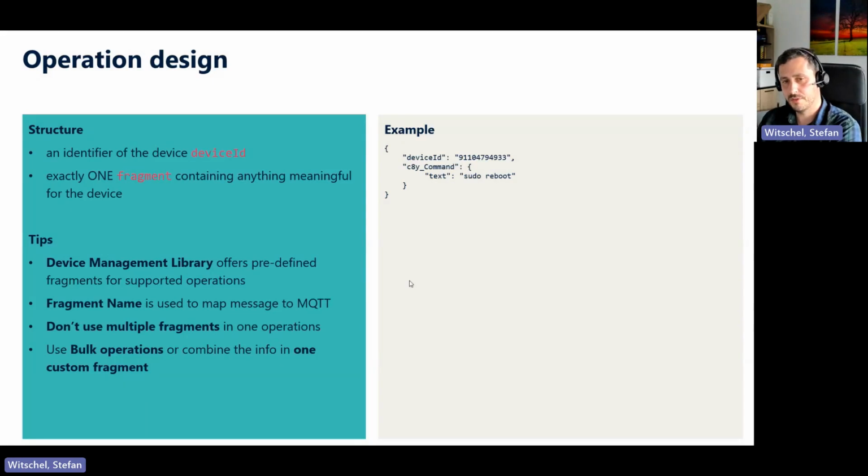And also, one of the most important things, don't use multiple fragments, otherwise it's not clear what kind of operation should then be done and how this operation should be updated. Having multiple fragments is confusing for the device. Instead, you can use bulk operations where you have multiple operations with multiple different kinds of commands or things that need to be done. Or you can combine multiple tasks for the device in one custom fragment and send it to the device. This is kind of best practice.